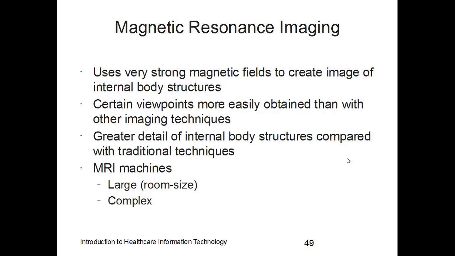The next device we'll talk about is the MRI, magnetic resonance imaging. And this device will use very strong magnetic fields to create an image of the internal body structures. And certain viewpoints can be easily obtained with this technique compared to other forms of imaging. And you get a much greater detail in the internal body structures compared to traditional imaging. And MRI machines tend to be quite large, basically the size of an entire room, and these are very complex.